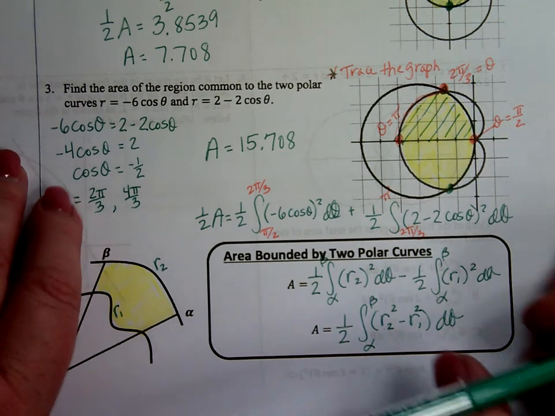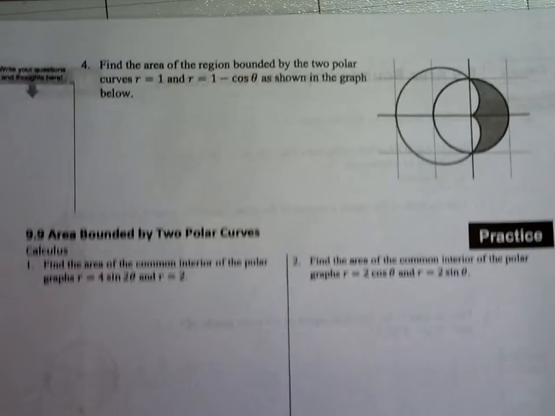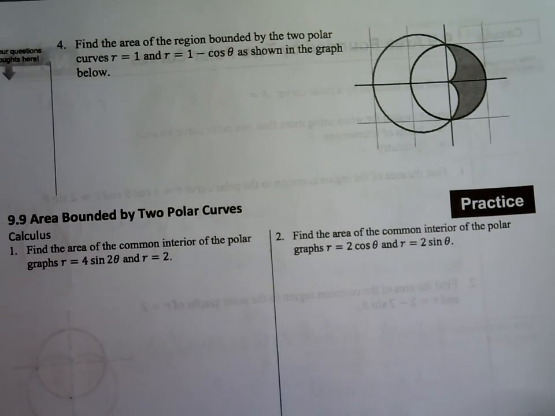our last example. Then there's just a couple of practice problems I'm going to do with you. Okay, so here it is. Oh, they gave us the picture already. That's sweet. So what you're doing is find the area of the region bounded by the 2 polar curves r equals 1. There's your circle. r equals 1 minus the cosine of theta, as shown in the graph below. Find the area of the region bounded.